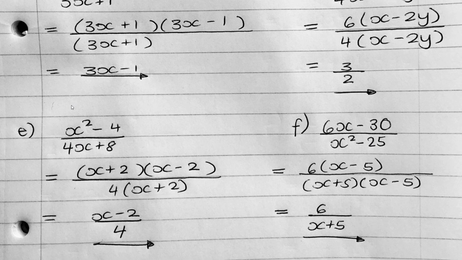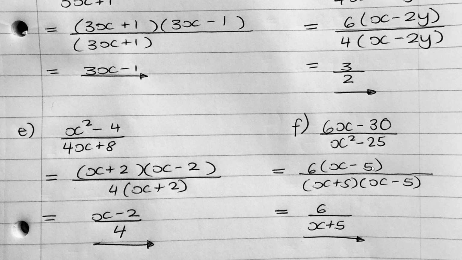Alright, for E, again, no highest common factors, so the next thing I check for is difference of two squares. Yes, it is, so I open up my two brackets. One is positive, one is negative, so I'm going to have x plus 2, x minus 2. Divide through by 4 as a highest common factor in your denominator, and you're left with x plus 2. There, the x plus 2's will cancel, and so I'm left with this bracket, x minus 2 over 4. And again, this is still in brackets, so I can't cancel because there's two terms there.